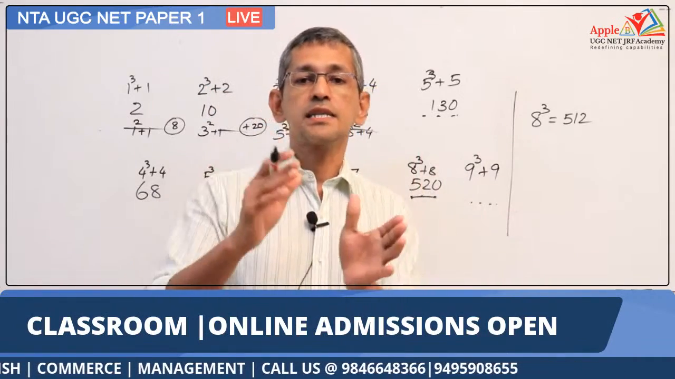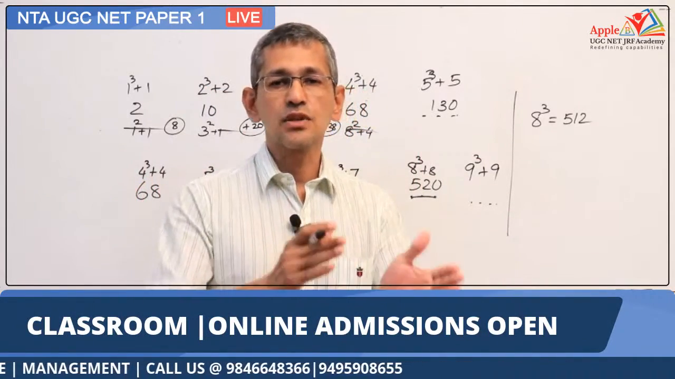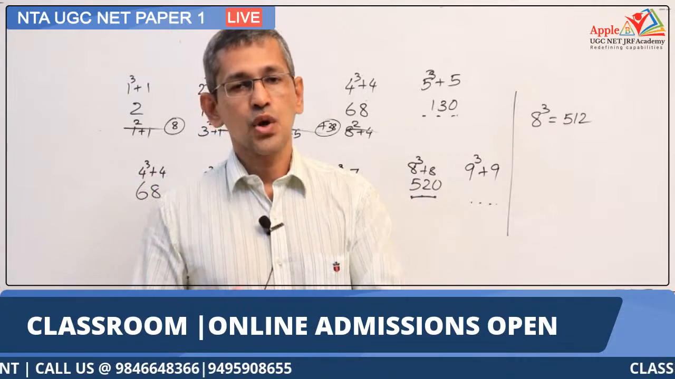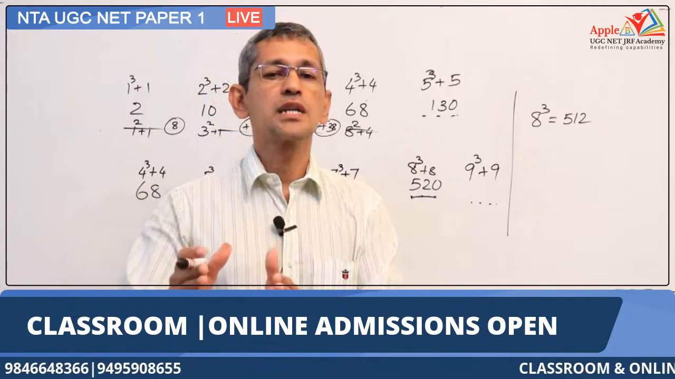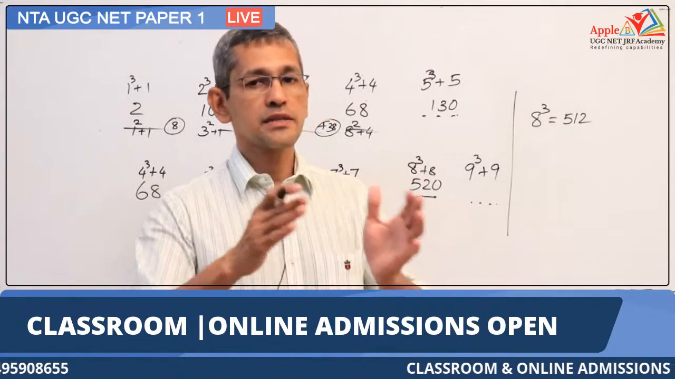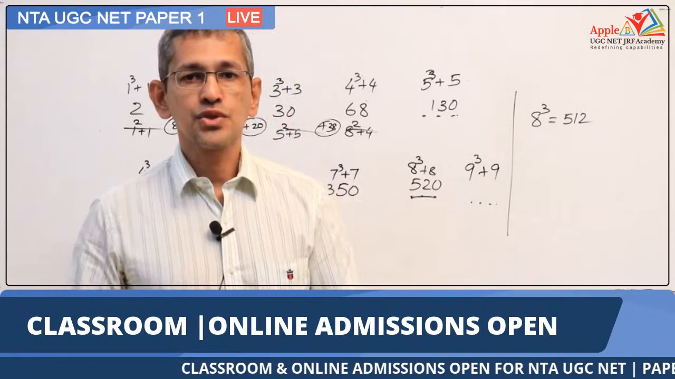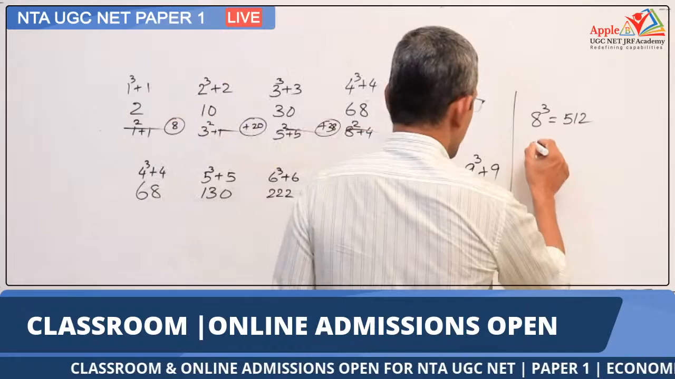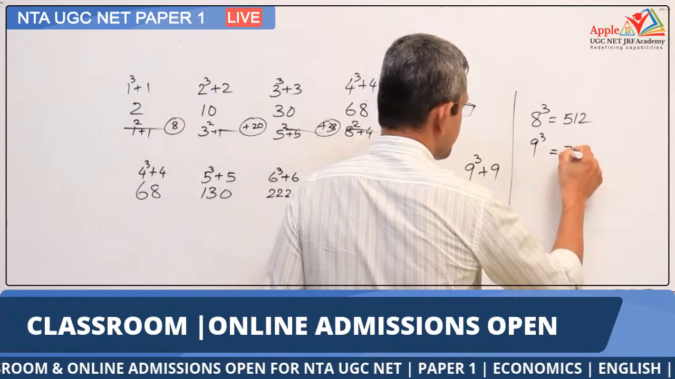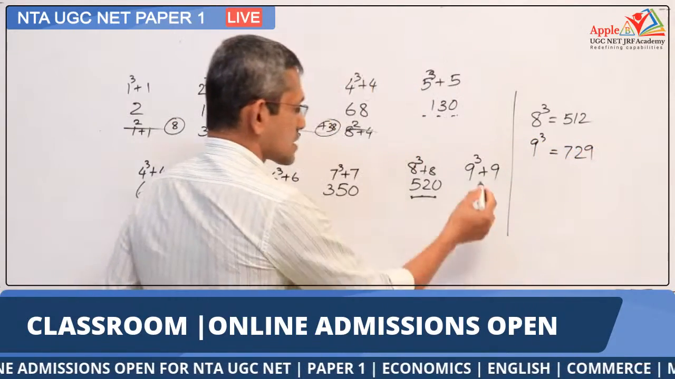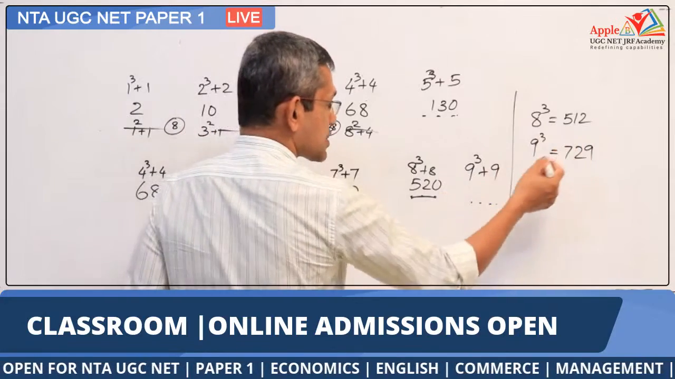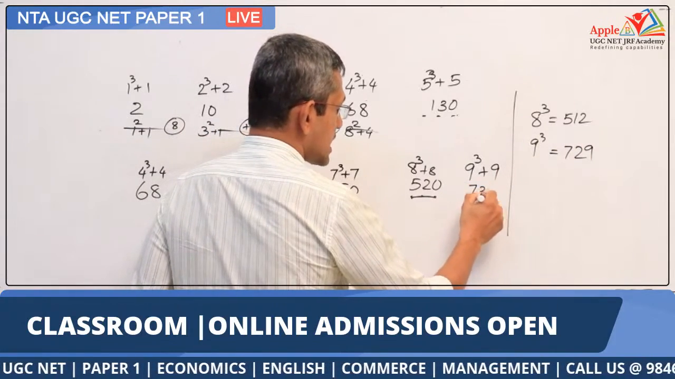80 into 9. 8 into 9 is 72. So 80 into 9 is 720. Actually what we need is 81 into 9. So 80 into 9, 720. Balance is 1. 1 into 9 is 9. So 729 is the answer. So 9 cube is 729. In that case, the next number here is 729 plus 9, 738.